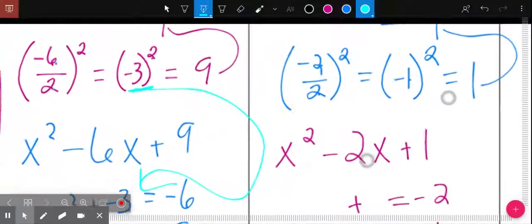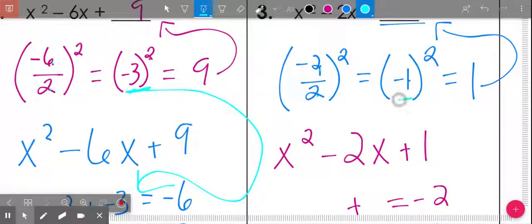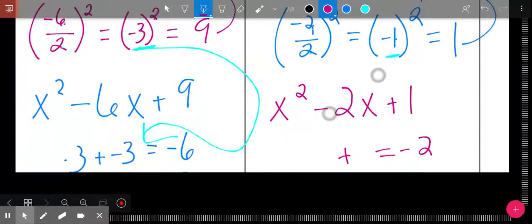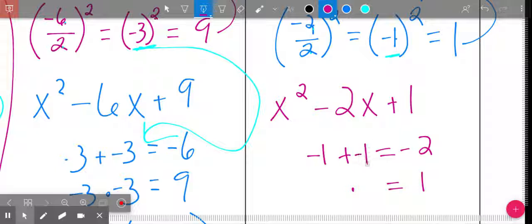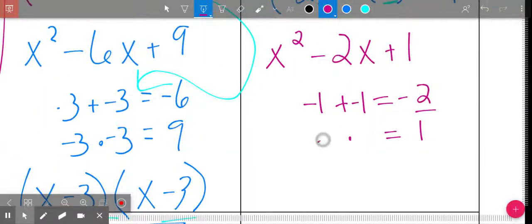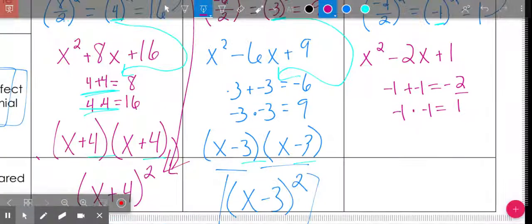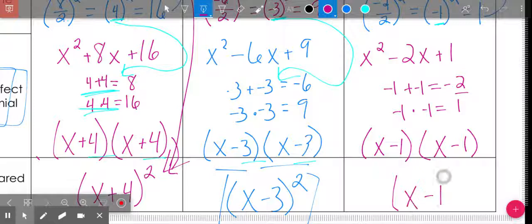Here, we did negative 2 divided by 2 gave me negative 1, and guess what? Negative 1 plus negative 1 gives me negative 2. Negative 1 times negative 1 gives me a positive 1. So that's the number I'm looking for. So it's going to be x minus 1 and then x minus 1. Well, then we want to write it in our correct way as x minus 1 squared.